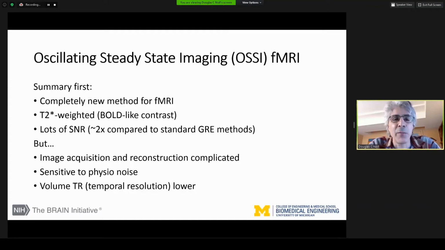And if it was that simple, we'd be done, of course. But the method does have a fairly complicated image acquisition and reconstruction process. It is also fairly sensitive to physiological noise and possibly also to head motion as well, and that's also something we work on. And lastly, it's slower. That is, the volume TR is longer than standard GRE, and we need to address all of these issues in the grant.